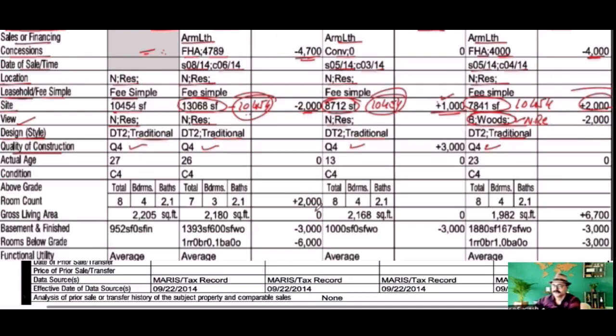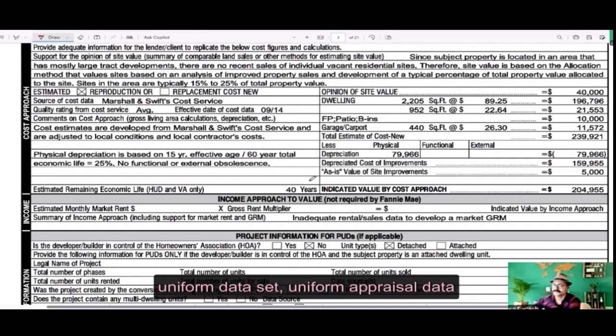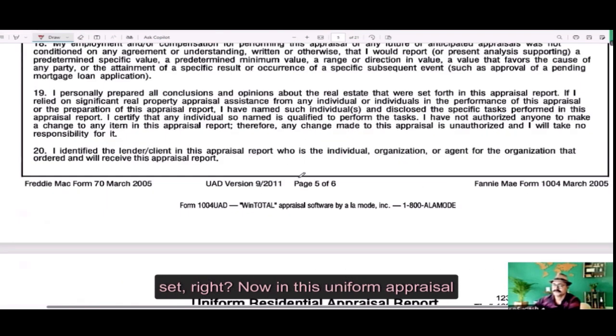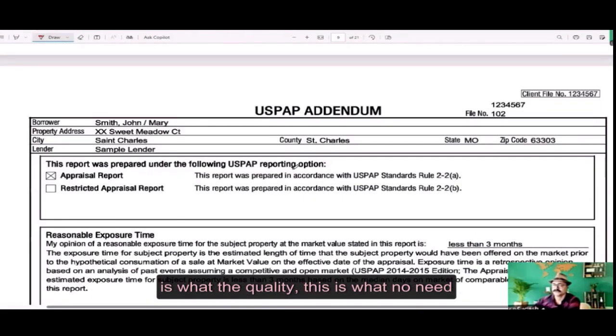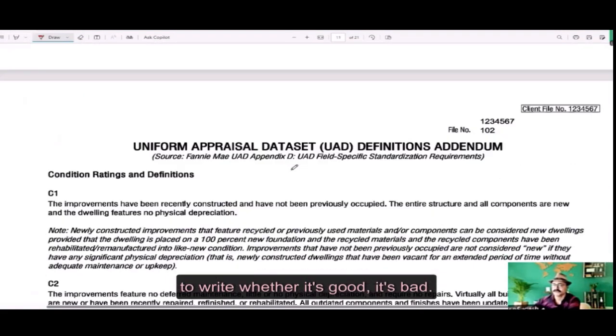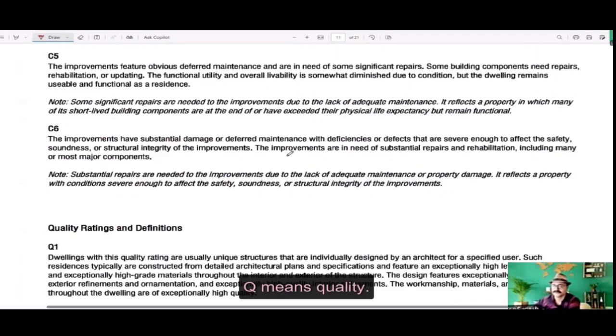Remember that? Yes. I have told you now the appraisal standards: they have created the standards of UAD, the Uniform Appraisal Data Set, right? In this Uniform Appraisal Data Set, they have already declared what the quality is. No need to write whether it's good or bad. Just look at the Uniform Data Set definitions and give them the C1, C2. C means condition rating and definitions. Q means quality. How is the quality?